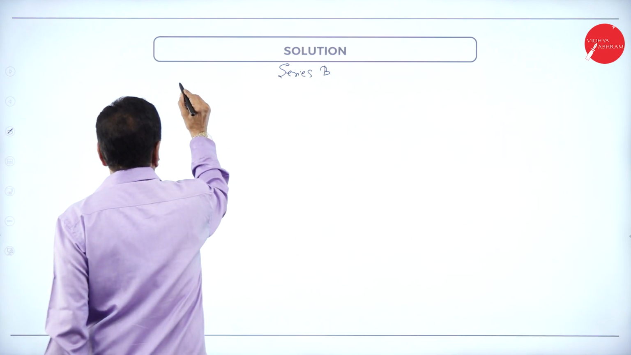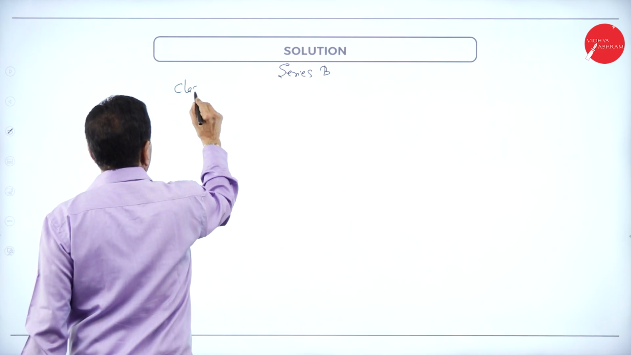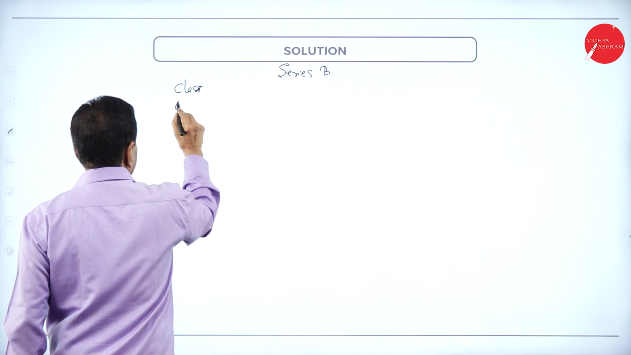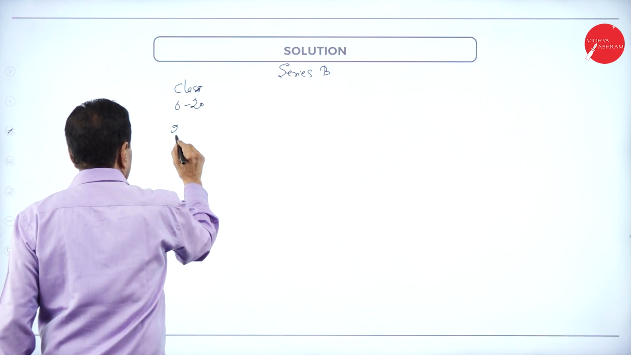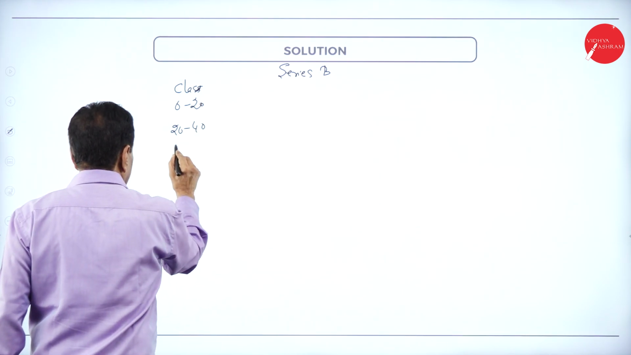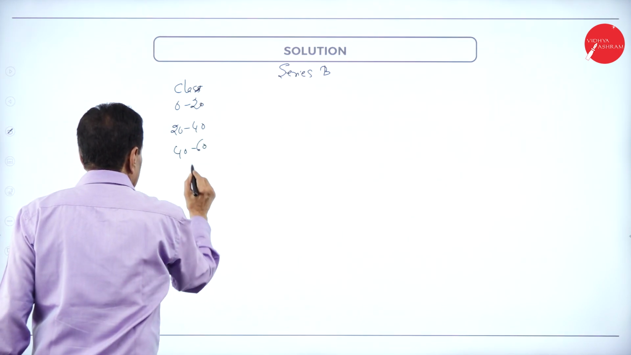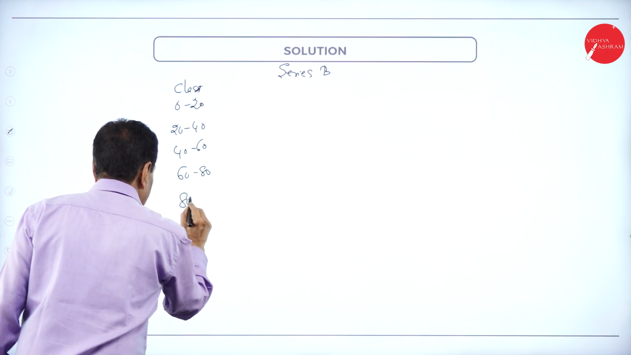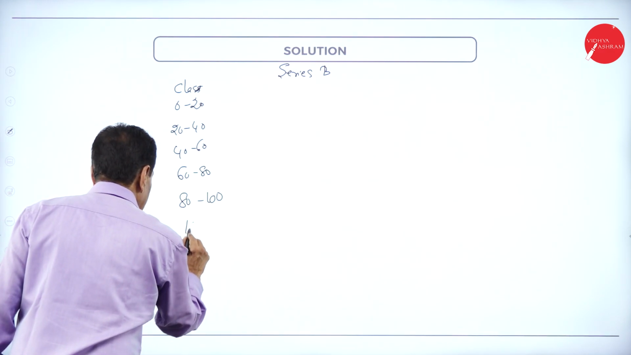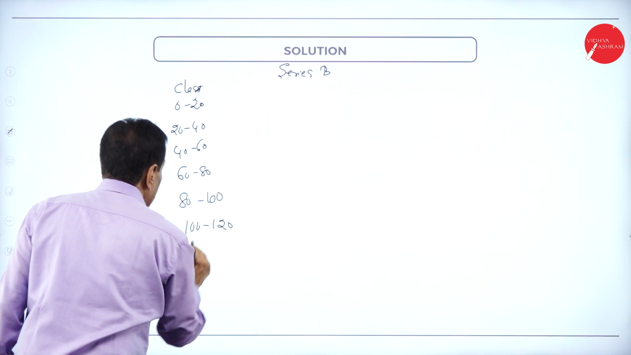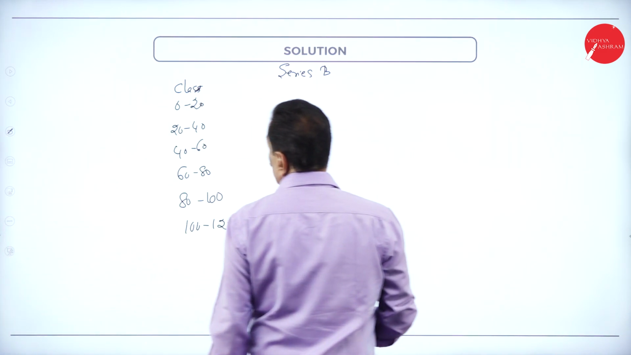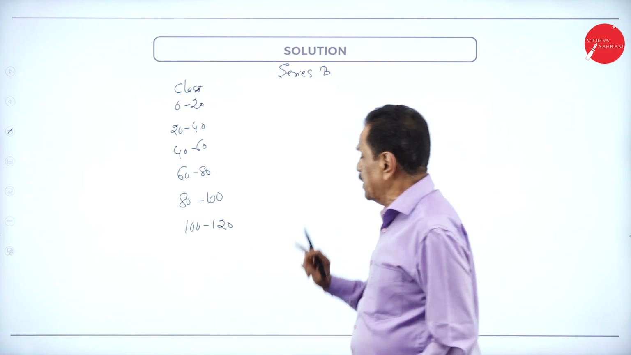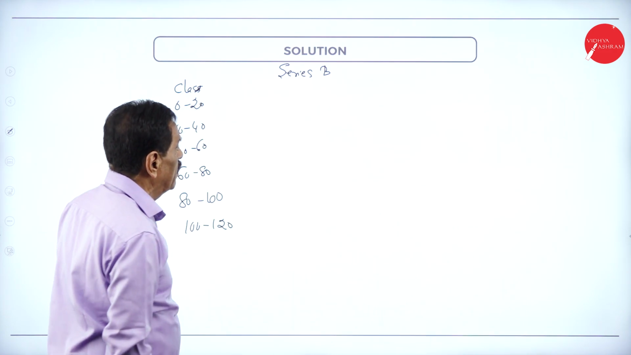So, class, same thing: 0 to 20, 20 to 40, 40 to 60, 60 to 80, 80 to 100, 100 to 120.